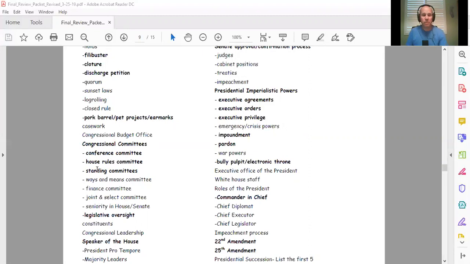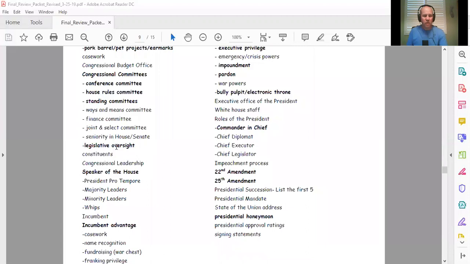Standing committees are permanent committees that are in Congress from one term of Congress to the next, and they're always there, like the Ways and Means Committee deals with taxes, the Judiciary Committee in the Senate for approving judges, the Foreign Relations Committee in the Senate for dealing with treaty negotiations and treaty approval. These are examples of that, okay?